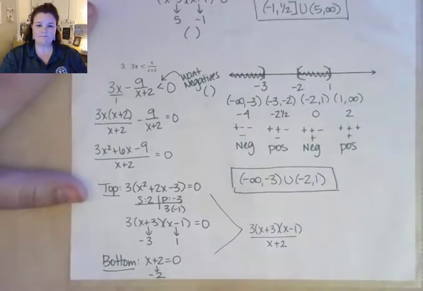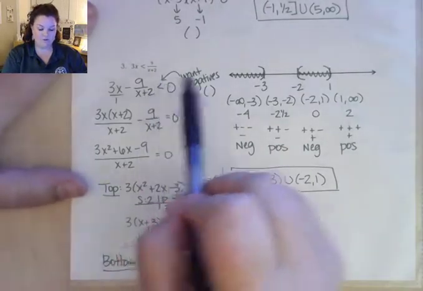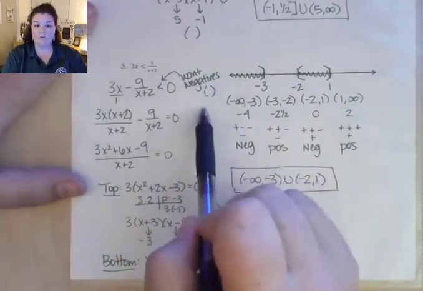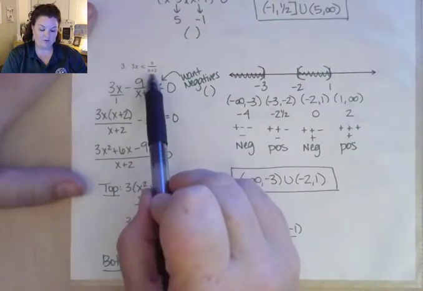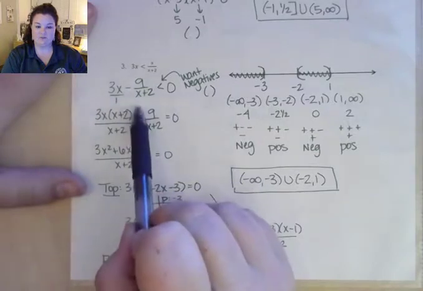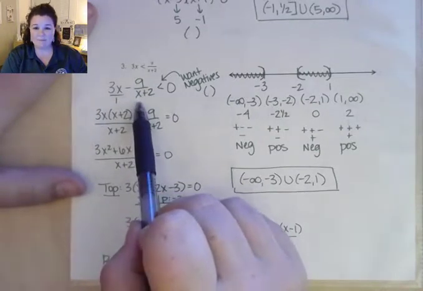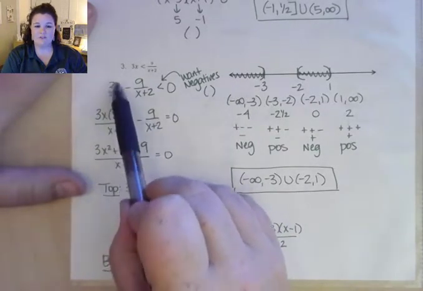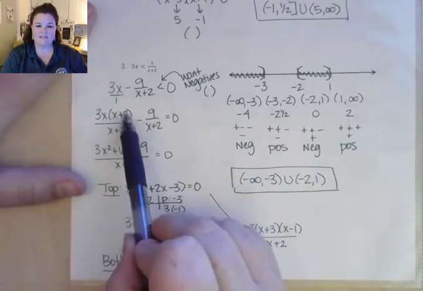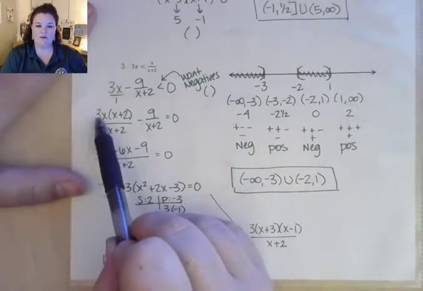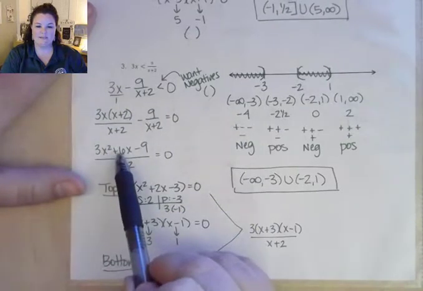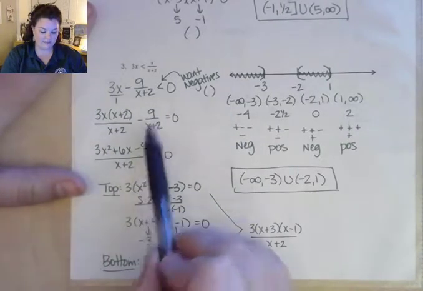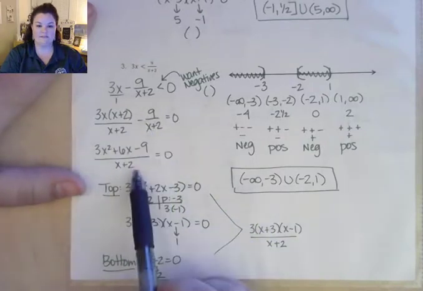Okay. All right. And then on the third one, same idea. We don't determine what kind of intervals and all that we want until we get this thing isolated. So we go ahead and move our 9 over x plus 2 to the other side by subtracting. And then we need to get a common denominator. So we need to multiply the first term on top and bottom by x plus 2. And then whenever we distribute that 3x into the quantity, we get 3x squared plus 6x. And then we can go ahead and subtract the 9 because their denominators are the same.